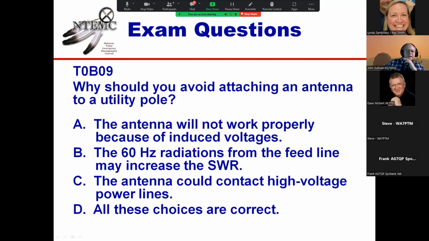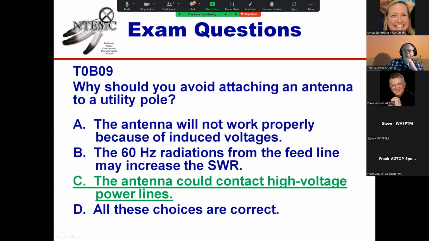Why should you avoid attaching an antenna to a utility pole? It won't work properly because of induced voltages. Remember, this is a safety question. The 60 hertz radiations from the feed line may increase the SWR. The antenna could contact high voltage power lines. What's on a utility pole? High voltage power lines. So the answer is the antenna could contact the high voltage power lines.